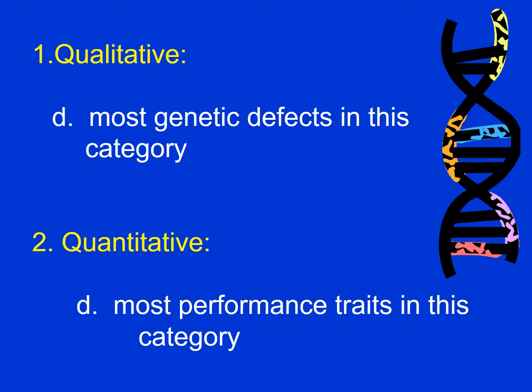Most genetic defects fall in the category of qualitative. You got a genetic defect, usually it's just one gene that's defective. The animal either has the defect or they don't. You got the two distinctive categories. Quantitative traits, most performance traits are in this category. Most performance traits are going to be influenced by a lot of genes. Most performance traits are going to be influenced a lot by the environment.